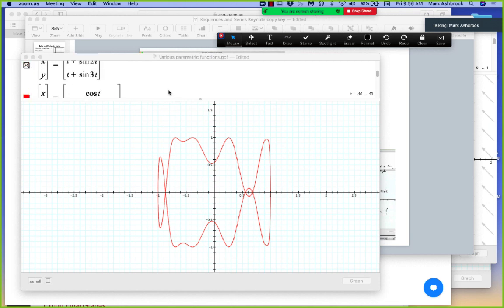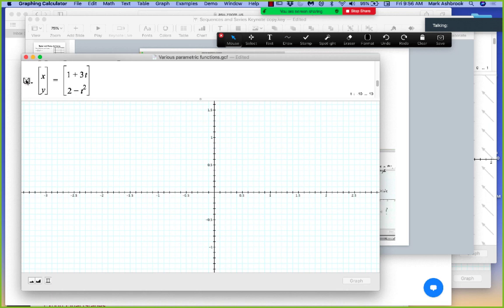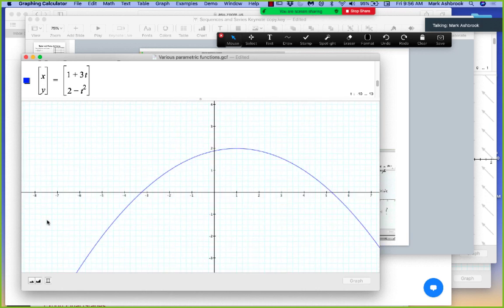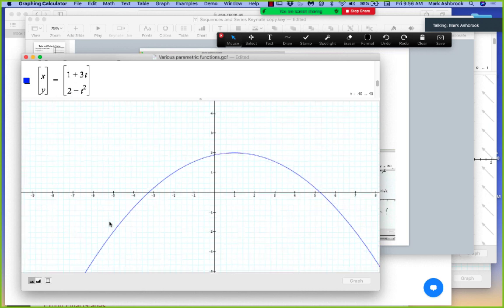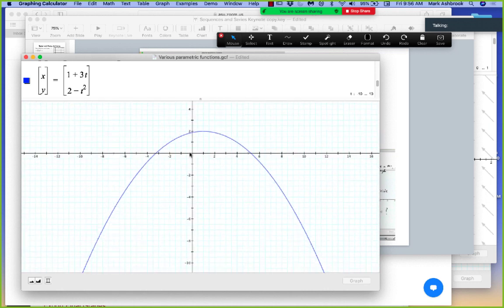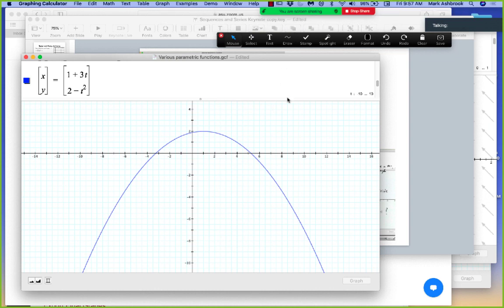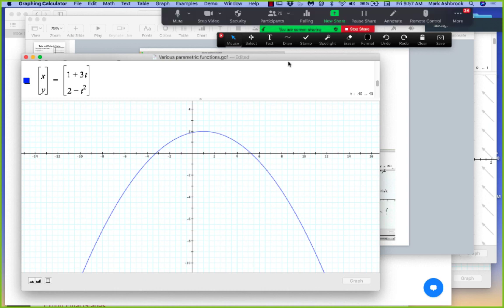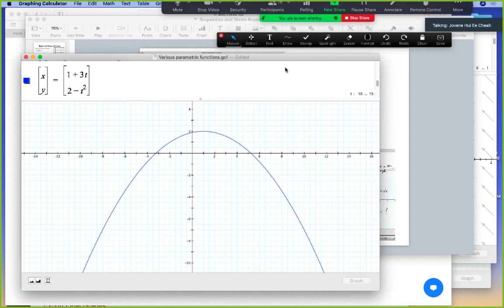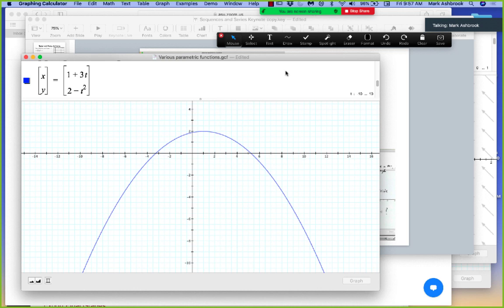So let's, how about this one? Here's a parametric function. X is 1 plus 3t, y is 2 minus t squared. I want you to think about this. Is it a valid function? Is this the graph of a valid function? Yes. Is my question complete? No. Okay, so my question could be complete, but the answer yes, just yes, or just no would be incomplete, right? So is it a valid function?